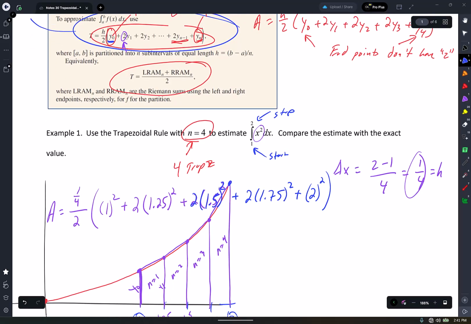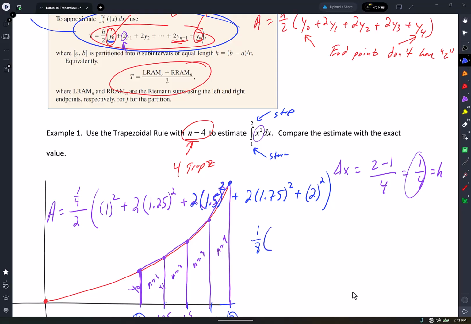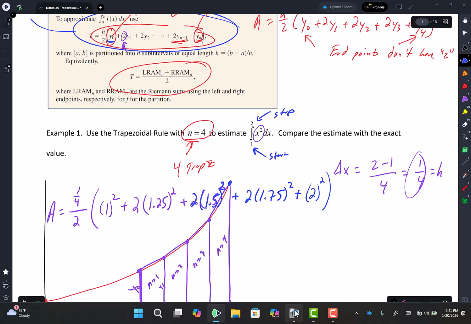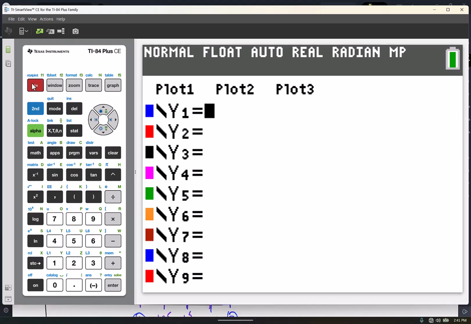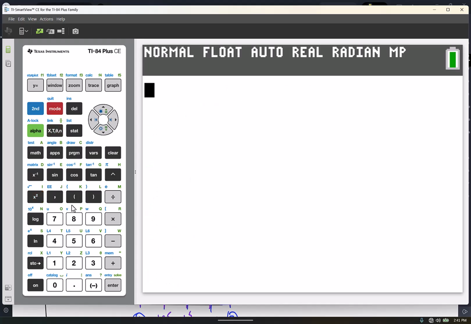All right, guys, take your calculator or take your phones. And I'm just going to go 1/8 times all that. So here we go. I'm going to take my calculator, go into y equals, and type in x squared. So know how to use your calculator, guys. Look, check it out. I'm going to go 1/8.